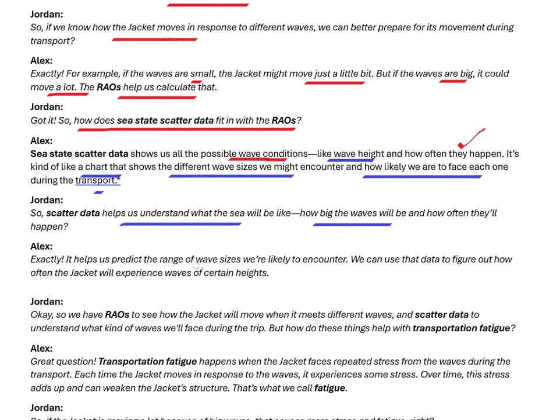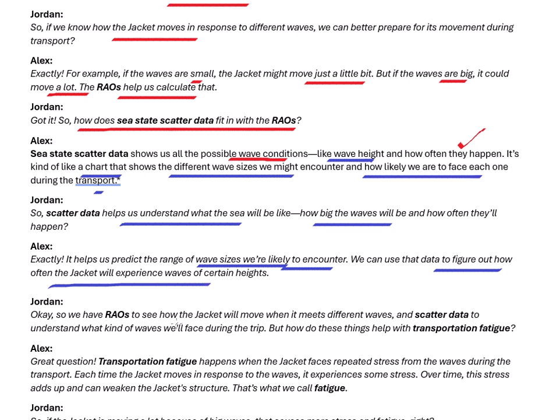Exactly, it helps us predict the range of wave sizes we are likely to encounter. We can use the data to figure out how often the jacket will experience waves of certain heights. So we can come to know how often the jacket will face certain wave heights. That kind of thing we can figure out.